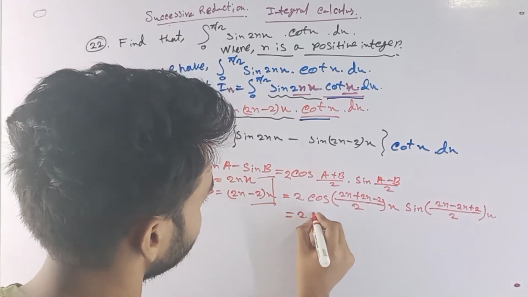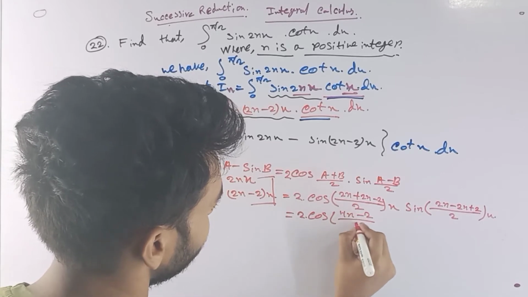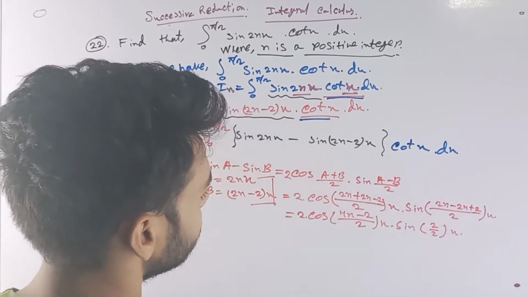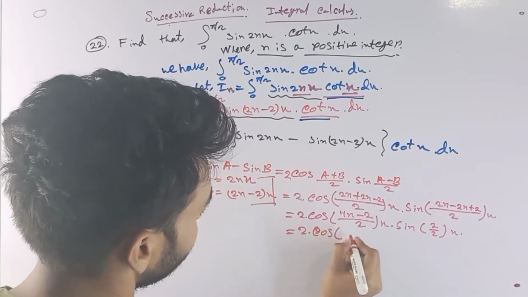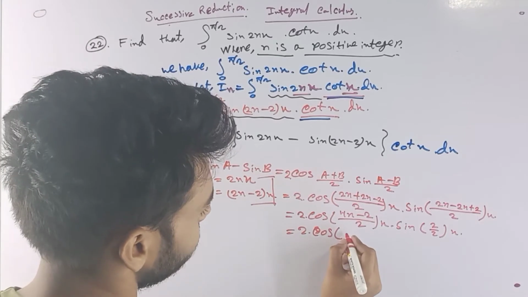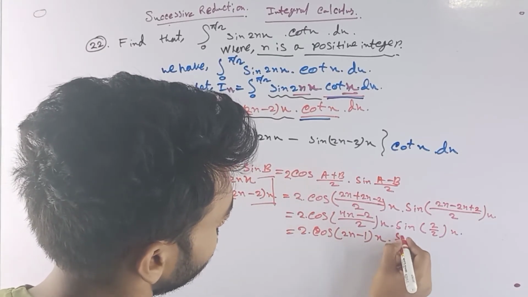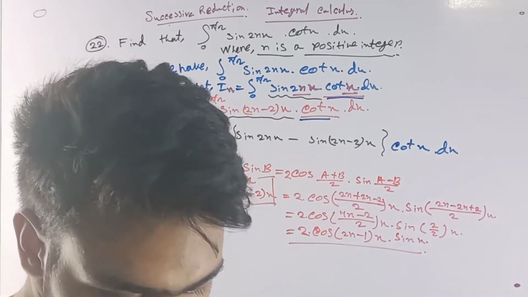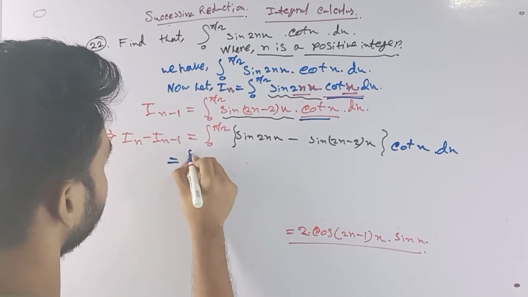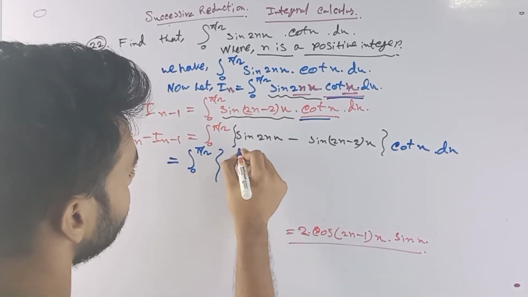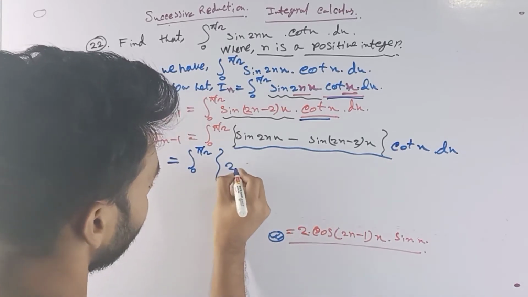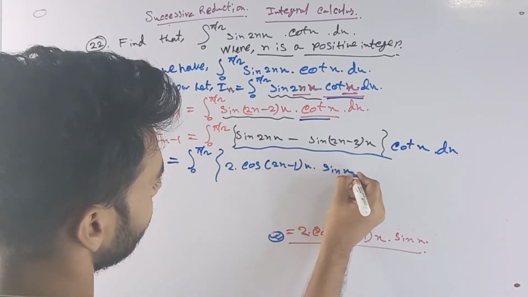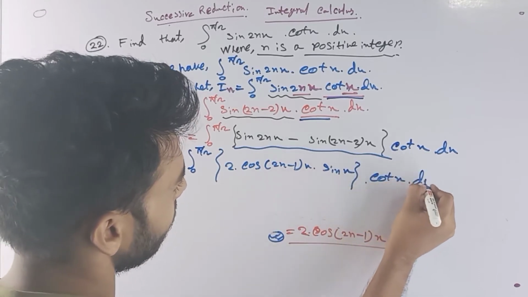That equals 2 times cos of (4n minus 2) by 2 x times sine of 2 by 2 x, since 2n minus 2n cancels. So that equals 2 times cos of (2n minus 1)x times sine x, and this is the final answer. So sine 2nx minus sine (2n minus 2)x, integrated from 0 to pi by 2, becomes 2 times cos of (2n minus 1)x times sine x times cot x dx.